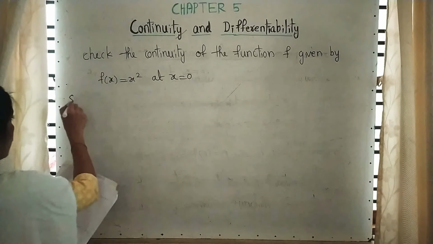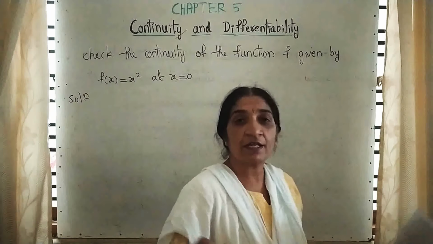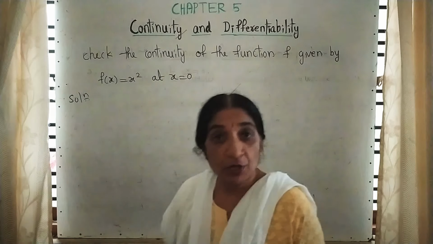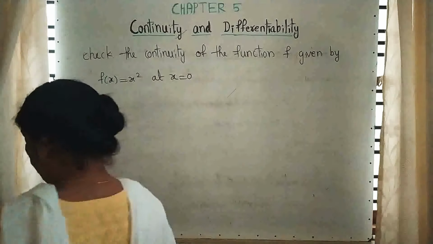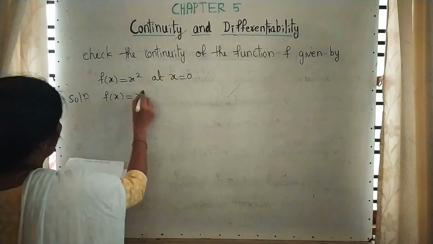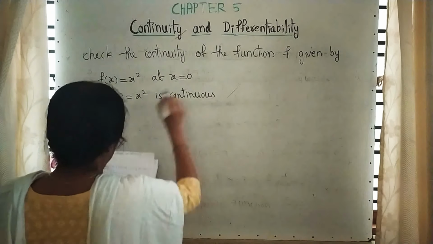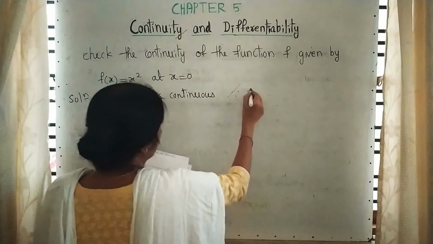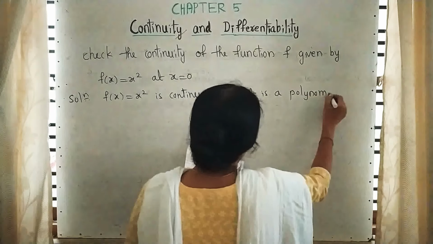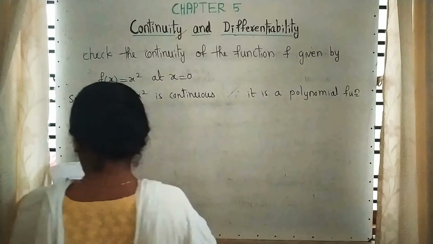So without calculations also, directly the students can say, is it a continuous function or what? Yes, it is continuous. Why? f of x is equal to x square is a polynomial function, and every polynomial function is continuous. f of x is equal to x square is continuous because it is a polynomial function. Therefore, it is continuous at x is equal to 0 also.